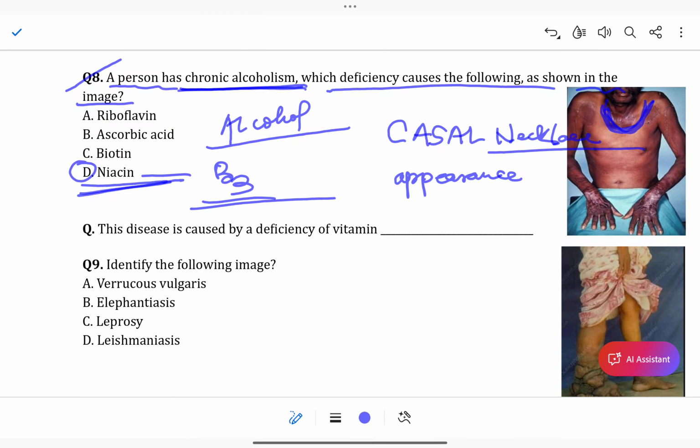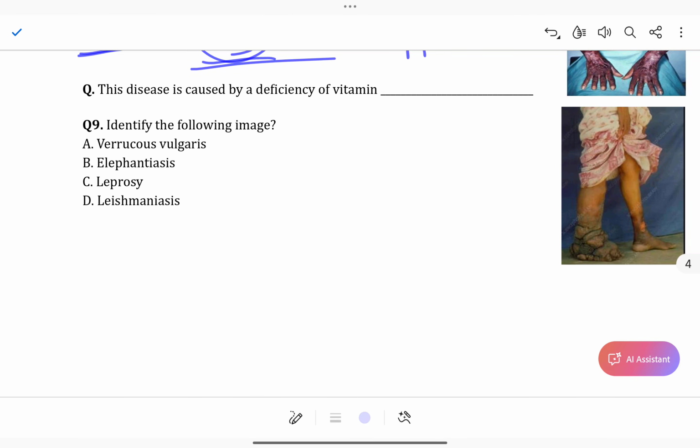Okay, forget the pellagra or something. There is too much deep information for pellagra. This is because of vitamin B3, that is known as niacin. Come to question 9.